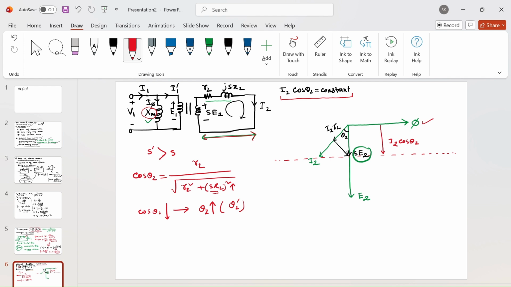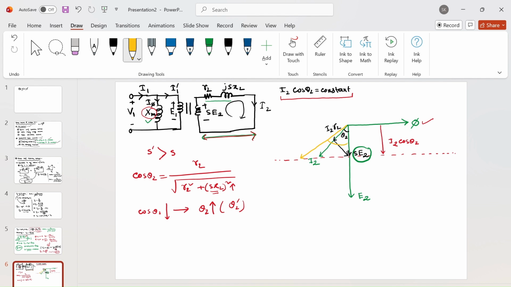Okay, now let me draw it. Maybe I can use this color this time. So your theta 2 will increase from theta 2 to theta 2 prime. So here it will come.